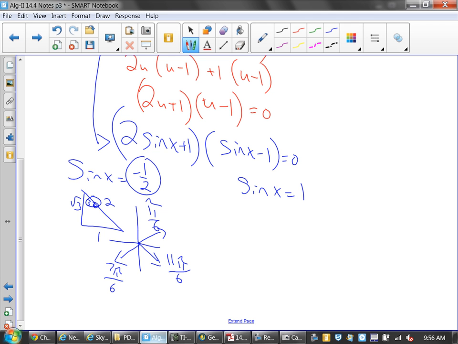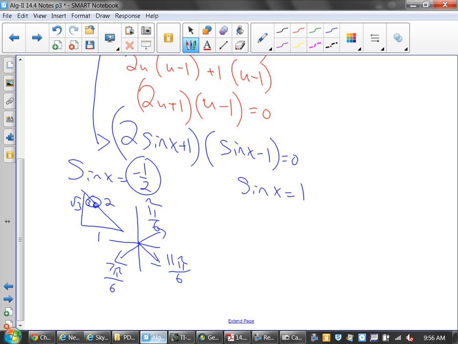This was a general problem, if I'm not mistaken, right? Is there any commonality between 7 pi over 6 and the 11 pi over 6 at all? So for both of those solutions, what do you have to tack onto them? Plus 2 pi n. Everybody okay with that? To get us all the way back around again?